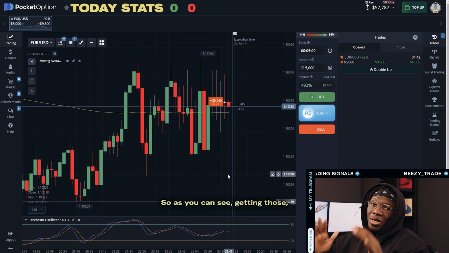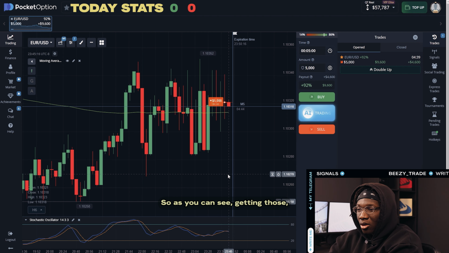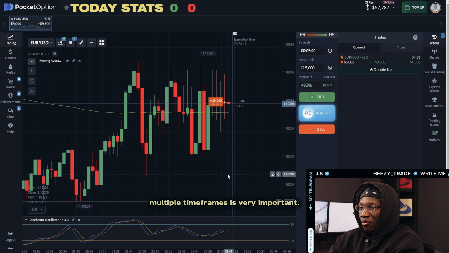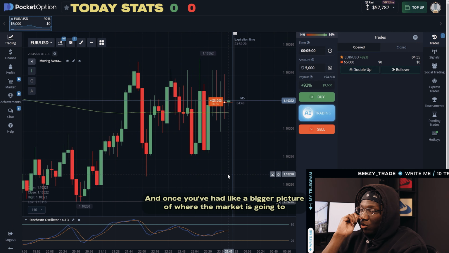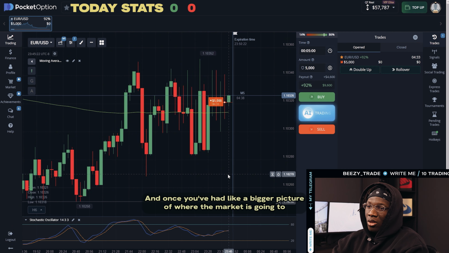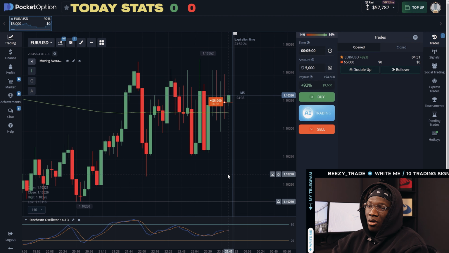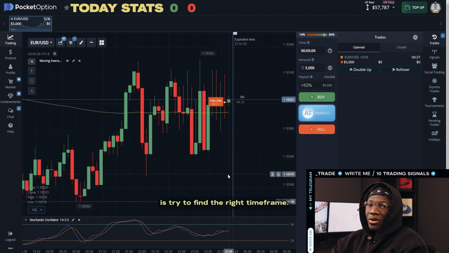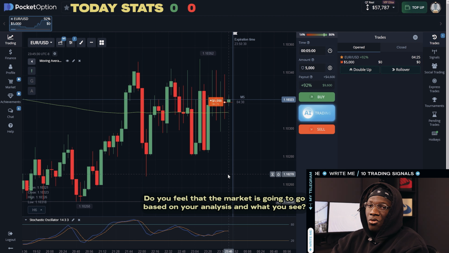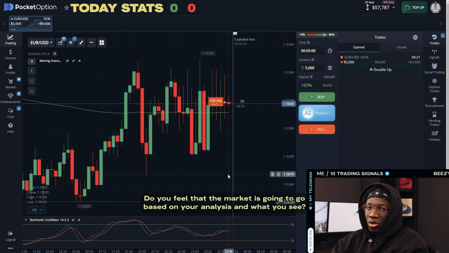So as you can see, looking at multiple time frames is very important. Once you have a bigger picture of where the market is going in that whole situation, the first thing in your mind is to find the right time frame that you feel the market is going to move on, based on your analysis and what you see.